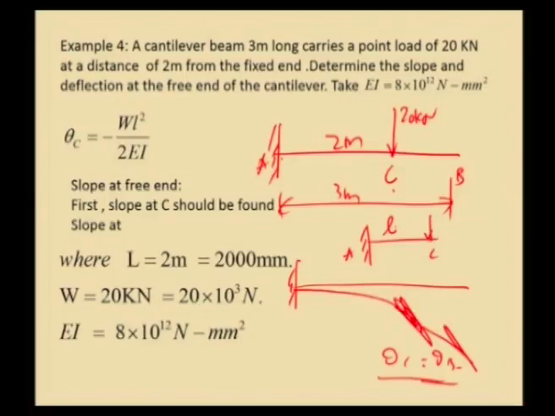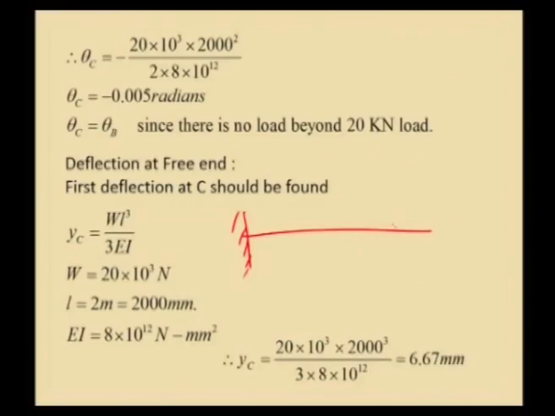So, L should be taken as 2 meters or 2000 mm, W is 20 kilonewton, and EI value is given as 8 into 10 power 12 Newton mm squared. Substituting these values, we will be getting the slope at C. So, slope at C equal to minus W L squared by 2 E I, where L equal to 2 meters, that is the length AC. So, we will be getting theta C as minus 0.005 radians, and theta C value will be equal to theta B, since there is no load beyond the 20 kilonewton load.